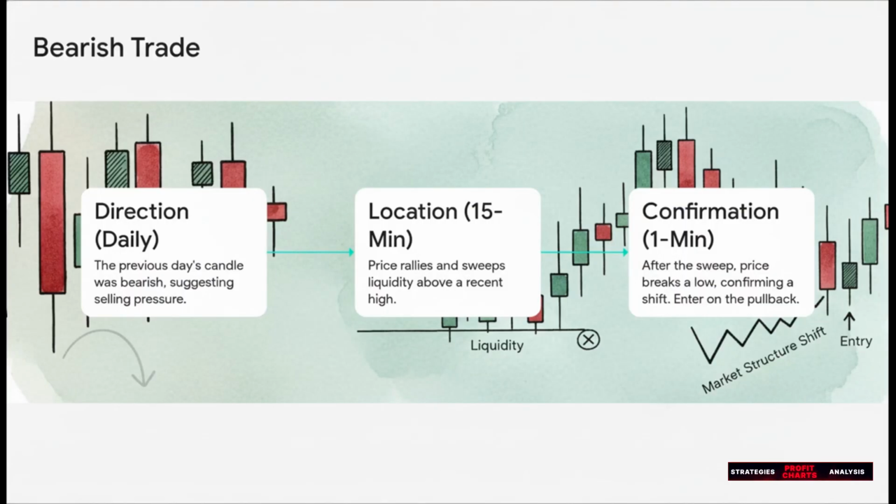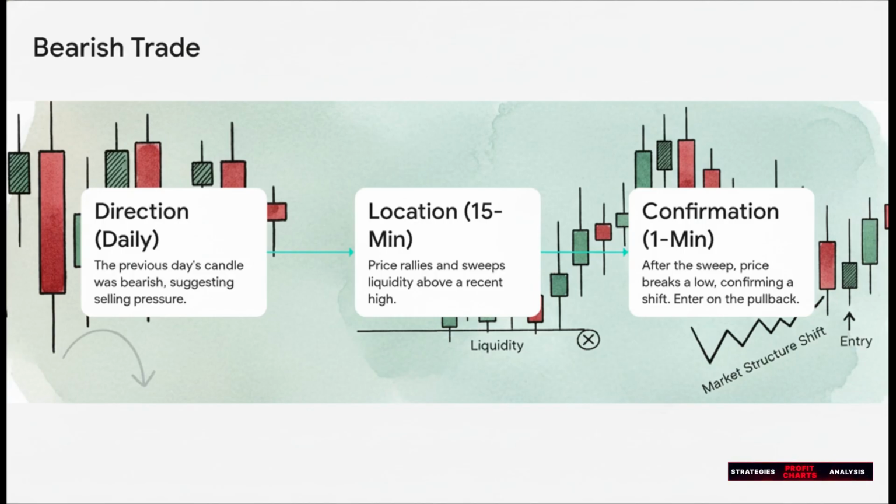Okay, let's break this down. Step 1, direction. Super simple. The daily chart shows yesterday closed bearish, so our bias is to the downside. Step 2, location. Now this is cool. Price pushes up and runs the stops that were sitting just above a recent high. We call this a liquidity sweep. It's a classic move to take out retail traders before the real move starts. That sweep is our key event.